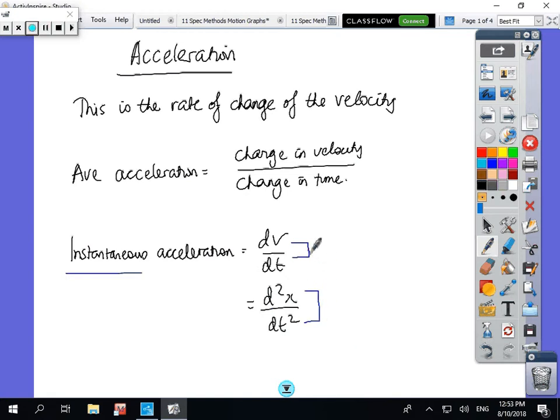So it's the first derivative of velocity, the rate of change of velocity. But because velocity is the rate of change of displacement, it's the second derivative of displacement. Just make sure you understand that. So first derivative of v, or it's the second derivative of x. Okay, copy that.